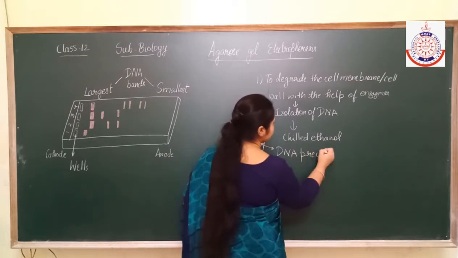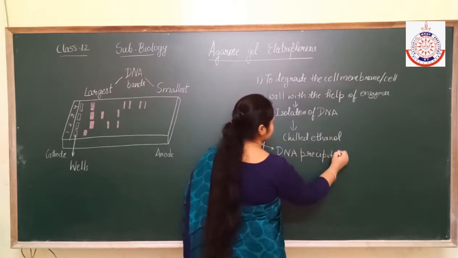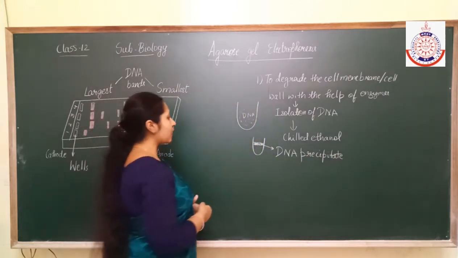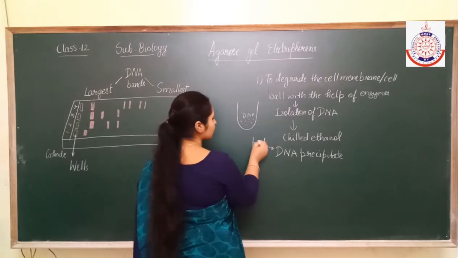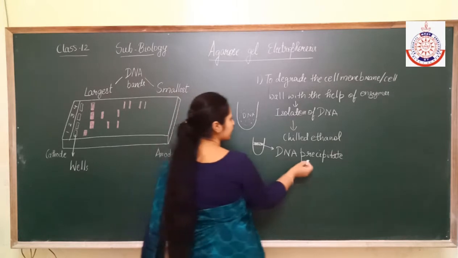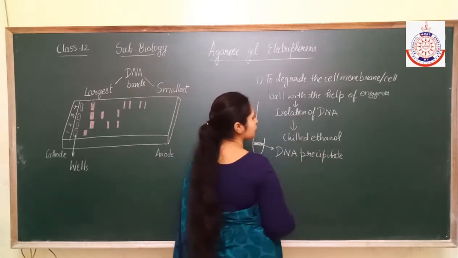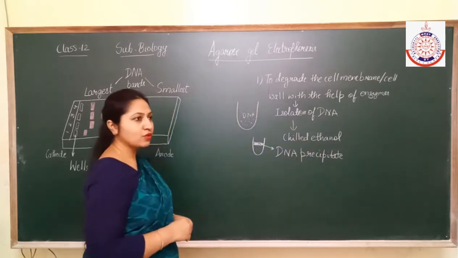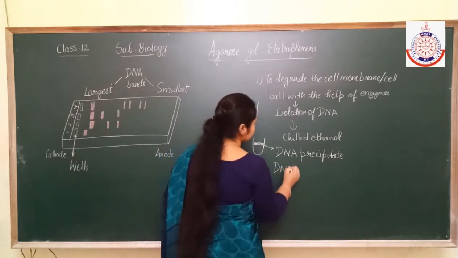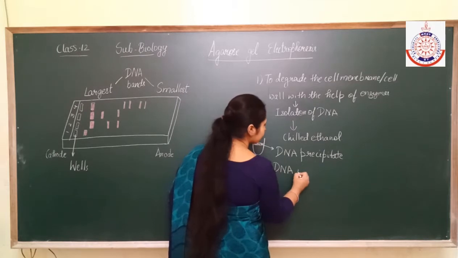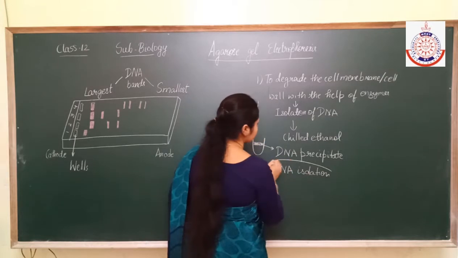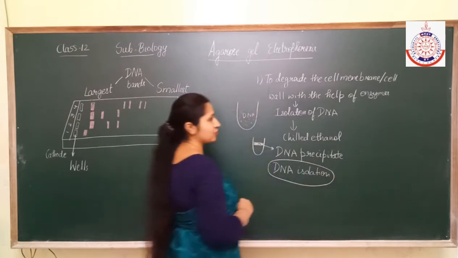DNA precipitates, and with the help of a glass rod or a spatula, you can isolate or remove the DNA which gets precipitated after the addition of the chilled ethanol. So in this manner you are able to isolate the DNA. Now that is about the DNA isolation.